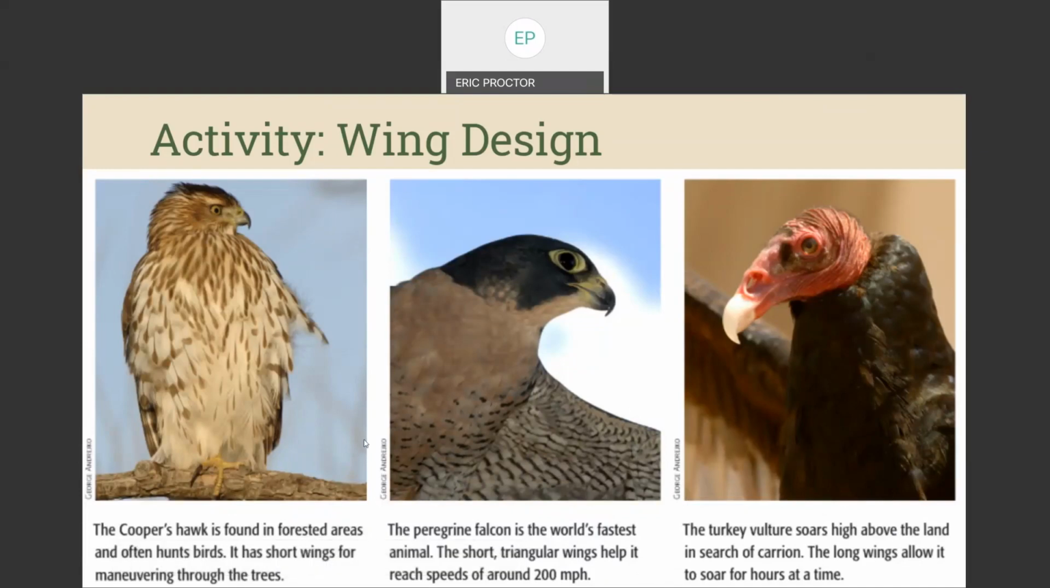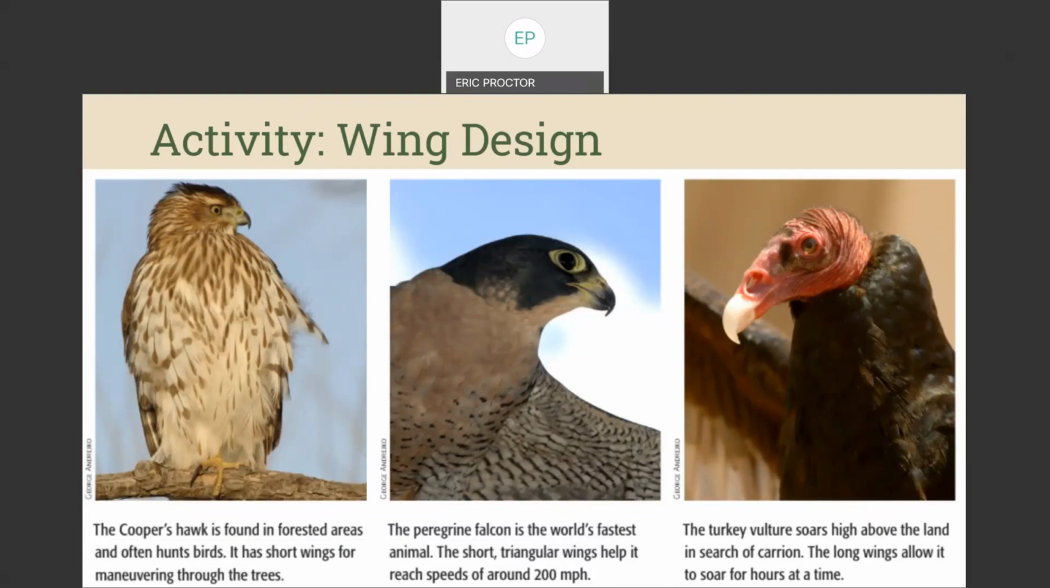On the left-hand side, you have a Cooper's hawk, which is often found in forested areas and hunts birds. So Cooper's hawks actually hunt birds in the air. It has short wings for maneuvering through the trees. So rather than some of these other birds that you'll see, its wings are very short. This allows it to turn a lot faster to maneuver through those trees as it's chasing down birds.